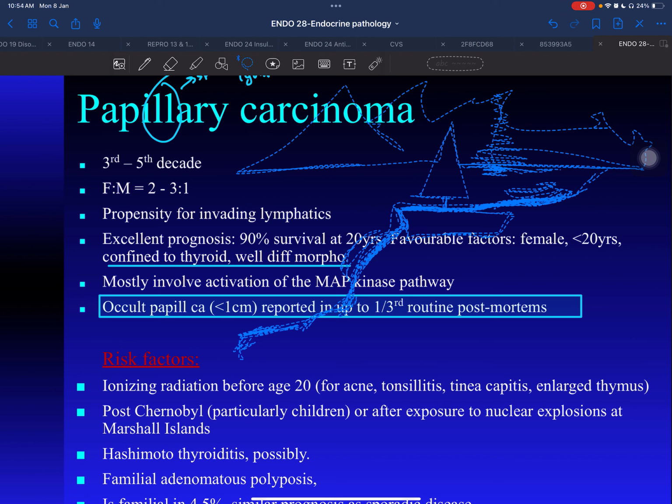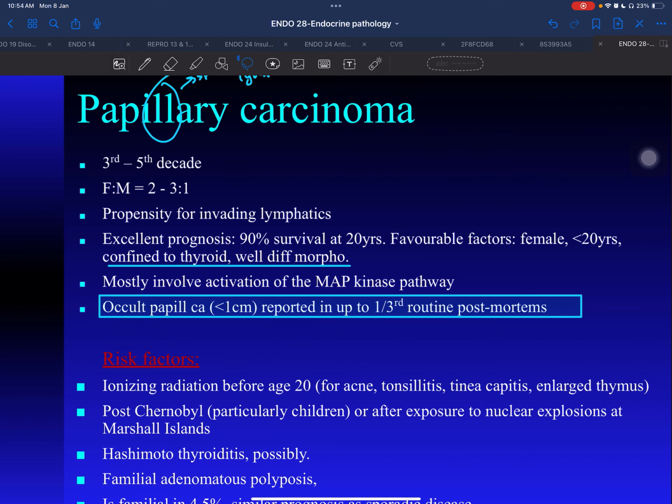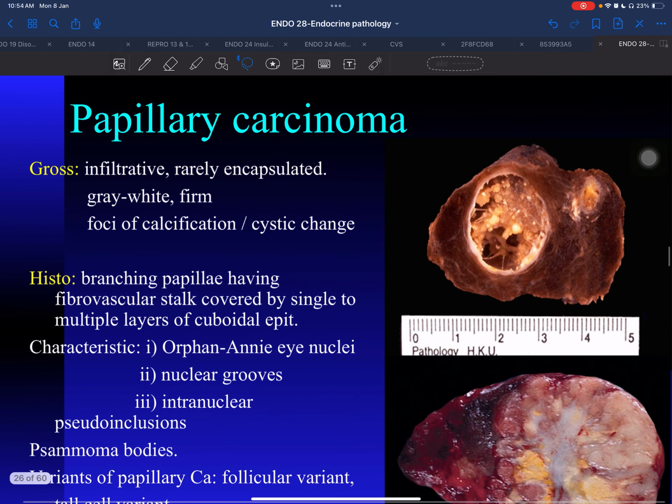This one I will describe on the picture. You see these are the papillae. The papillae have a stalk in the middle. That's why it's called papillary, not capillary, so that's the papillae. And these are the follicular cells lining the papillae. Do you see the nuclei? The nucleus is clear. This is what we call Orphan Annie nuclei, like the eyes of a doll, meaning clearing of the nucleus.